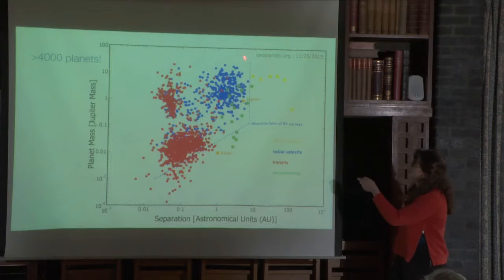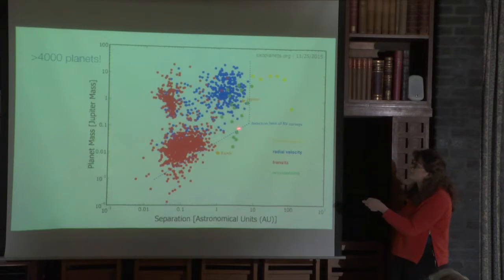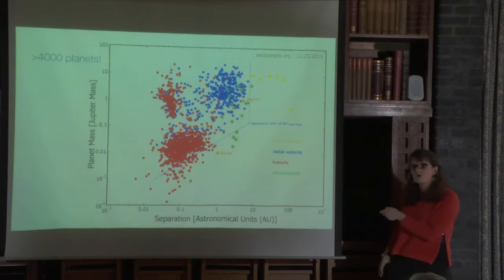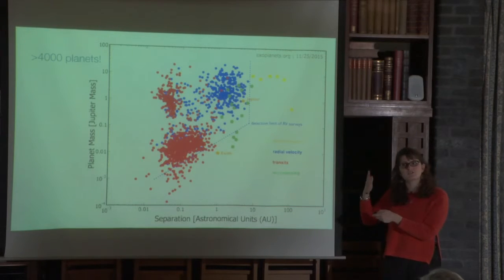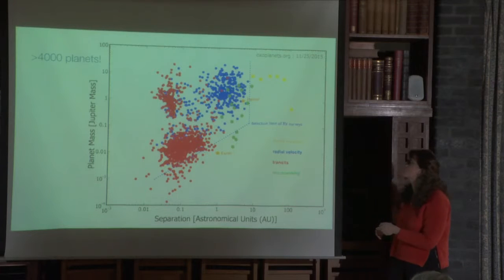There are, as I said, detection biases in this diagram. So, for example, the detection limit approximately of current radial velocity surveys lies around here. This limit here is due to the precision of the instruments, so the precision with which we can measure the motion of a star. This detection limit actually corresponds to an orbit period of 20 or 30 years, and these surveys just haven't gone on for long enough to detect planets much beyond that.